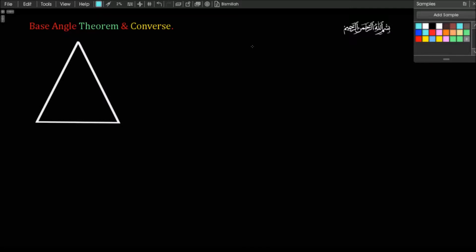Today I'd like to talk about the base angle theorem. It's a very important theorem, reasonably easy to understand, I think. Base angle theorem is about isosceles triangles. Isosceles triangles, if you recall, are triangles that have two sides like this that are congruent.